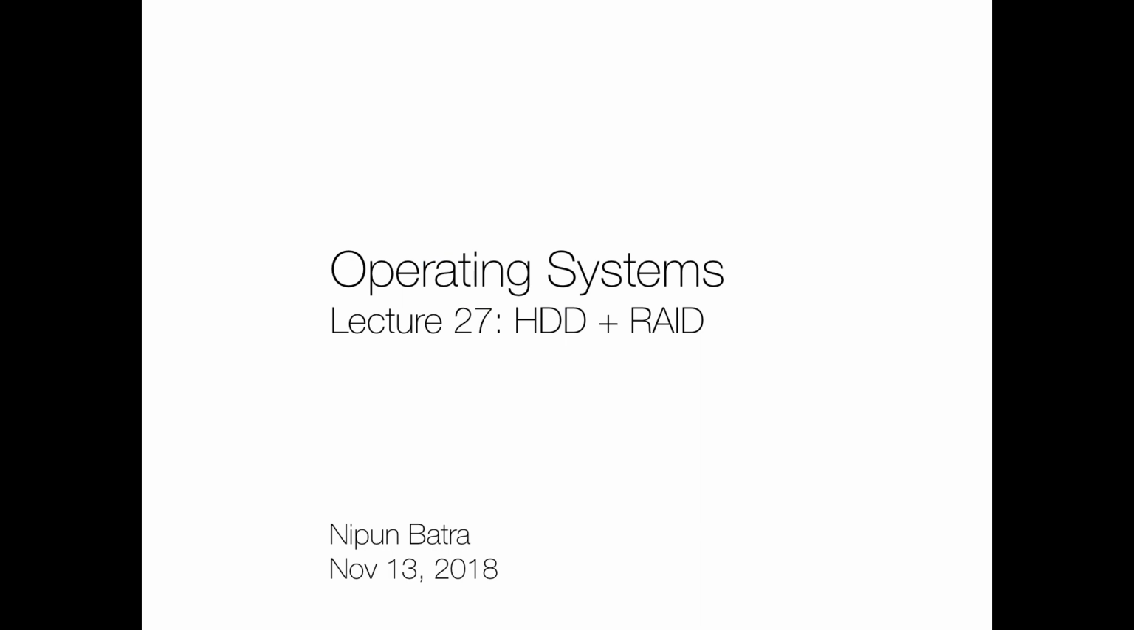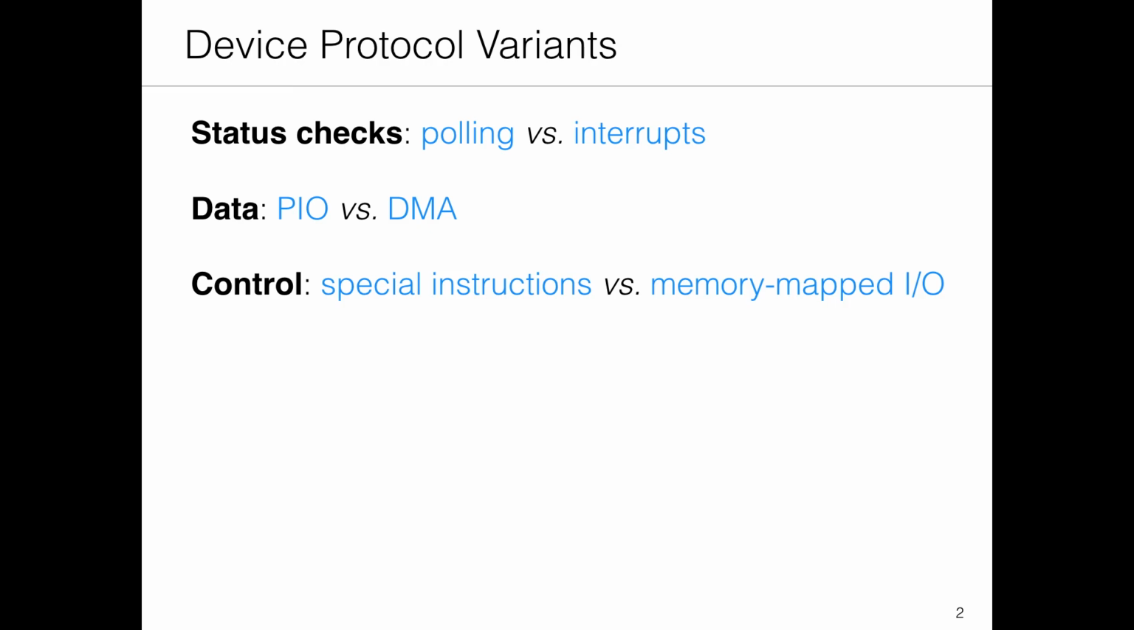Last time we started discussion on HDDs. We discussed 3 different variants. One was status checking, polling versus interrupts. We said that polling is wasting a lot of CPU resources. We could instead use interrupts. We discussed programmed input-output versus DMA. So the CPU doesn't have to get involved with data manipulation or transferring the data.